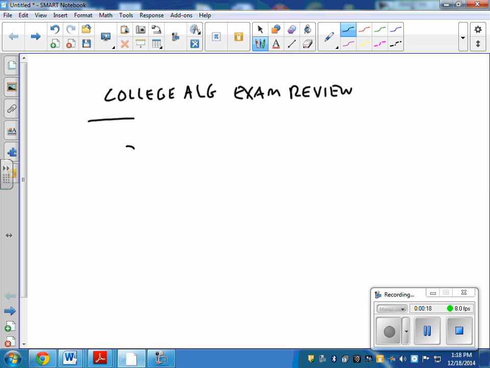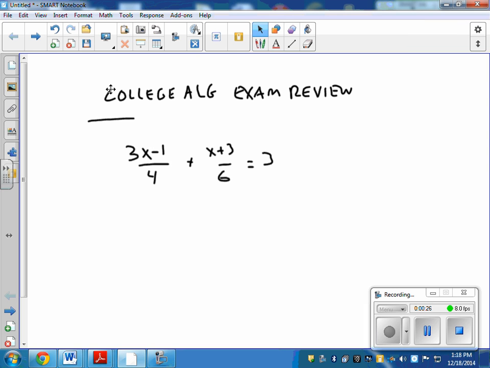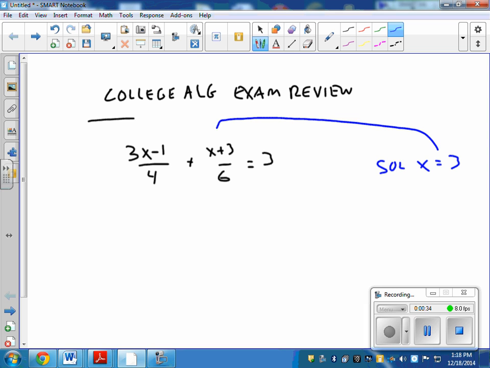So here's an interesting equation. (3x minus 1) over 4 plus (x plus 3) over 6 is 3. Now, I'm not going to ask you what the solution is. The solution, by the way, is x is equal to 3. And you could easily see that by taking 3, putting it there, and seeing what you get.